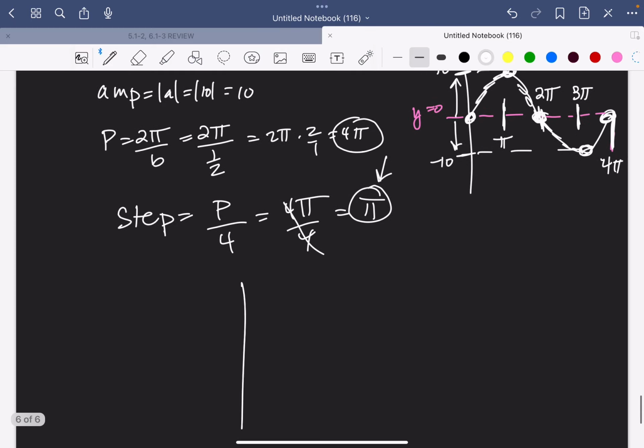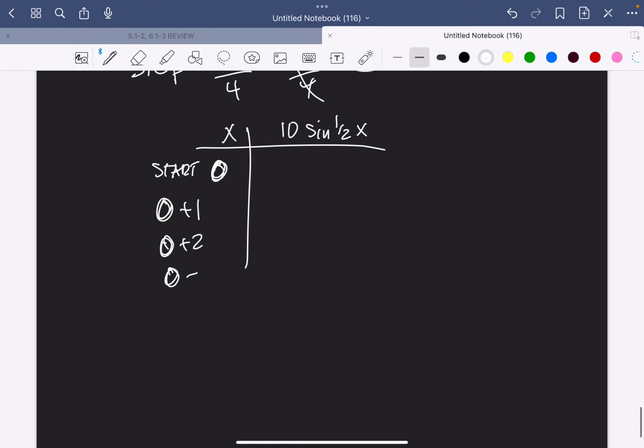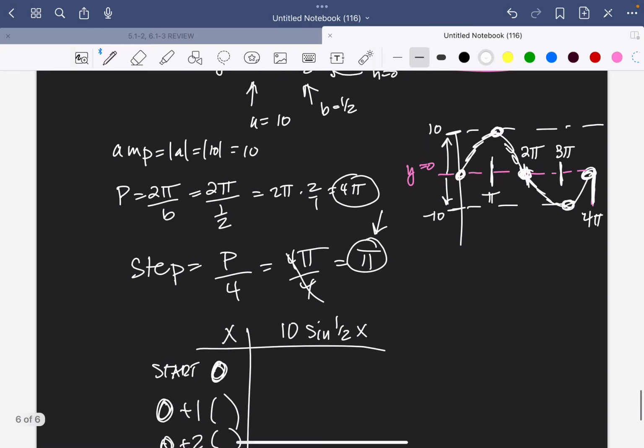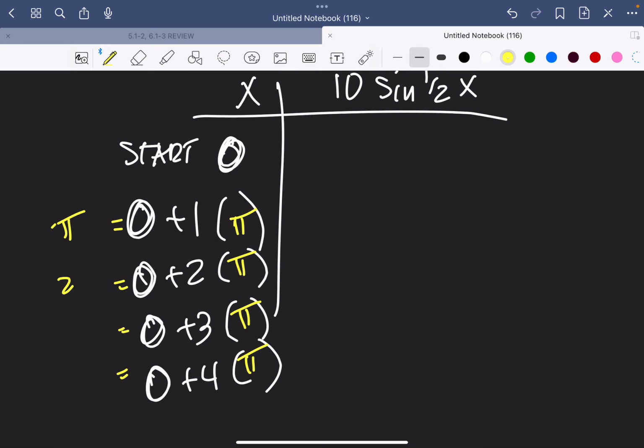Now again, if we want to make the table to really help us out, we do x, and the function is 10 sine of 1/2 x. Again, we know that our starting point is going to be 0. So we're going to take 1 step, 2 steps, 3 steps, and 4 steps, where the size of each step is pi. So we end up getting pi, 2 pi, 3 pi, and 4 pi.